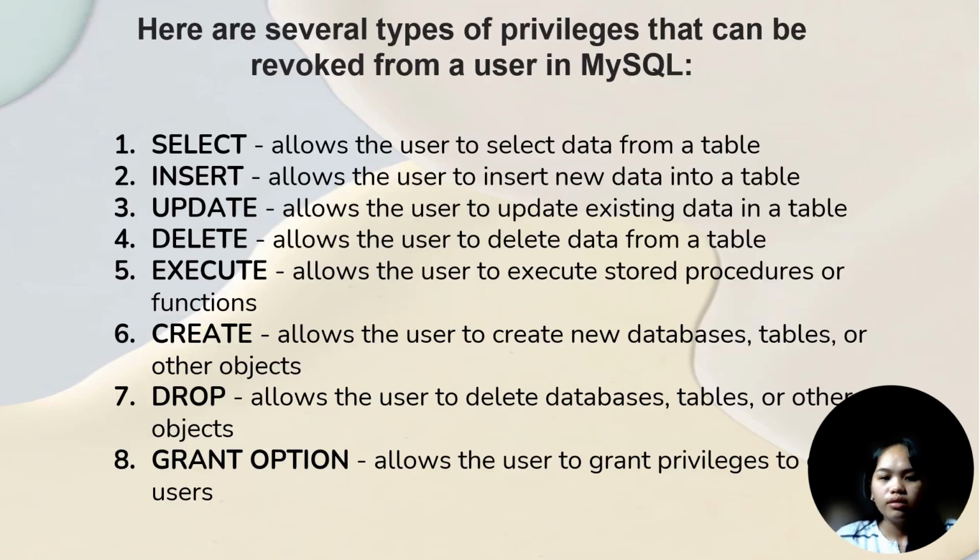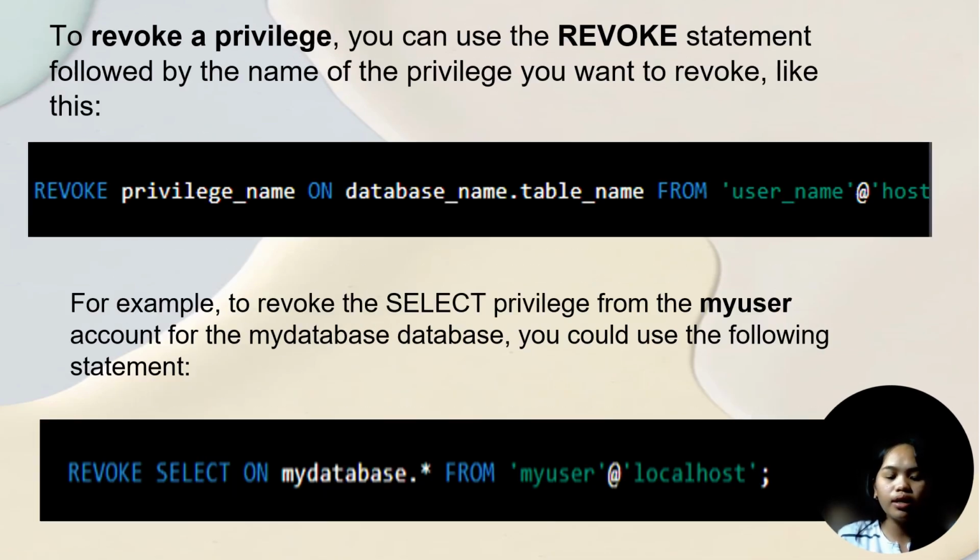So here we're going to use the syntax for revoke. To revoke a privilege, we can use the revoke statement followed by the name of the privilege you want to revoke. As you can see here, the revoke statement followed by the privilege name on database name or table name from the user. From the example, revoke select on my database from my user at localhost. So this is the example of how to revoke a privilege.